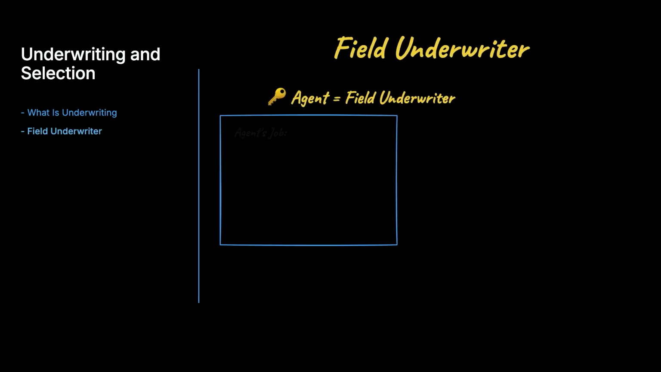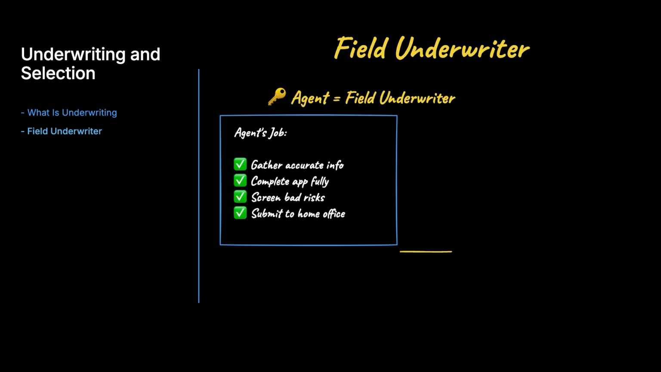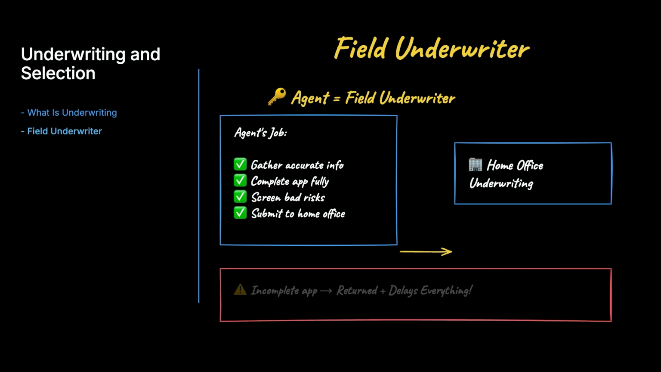Here's a fact the exam loves. As the agent, you are the insurer's first line of risk evaluation, often called the field underwriter. Before an application reaches the Home Office, you gather accurate, truthful information. Complete the application fully, screen out obviously uninsurable risks and submit it. And watch out, because an incomplete application gets returned and delays everything.